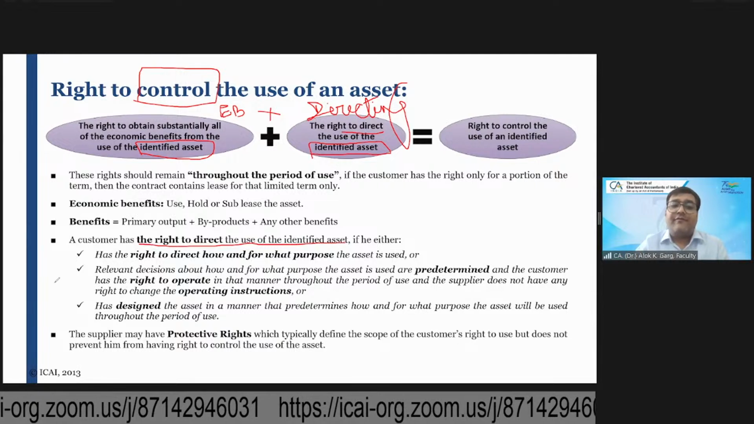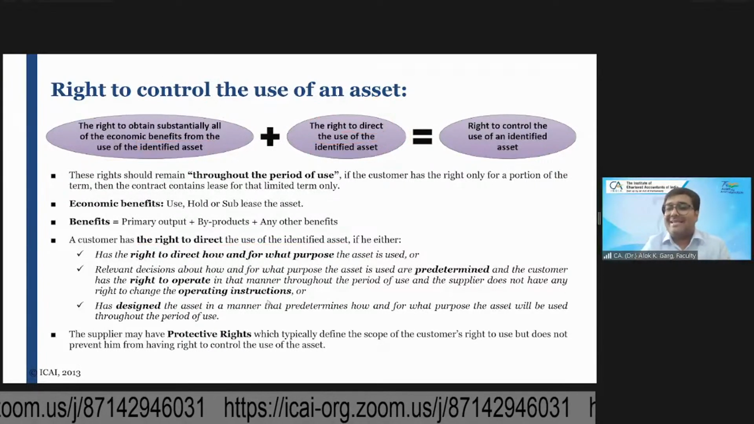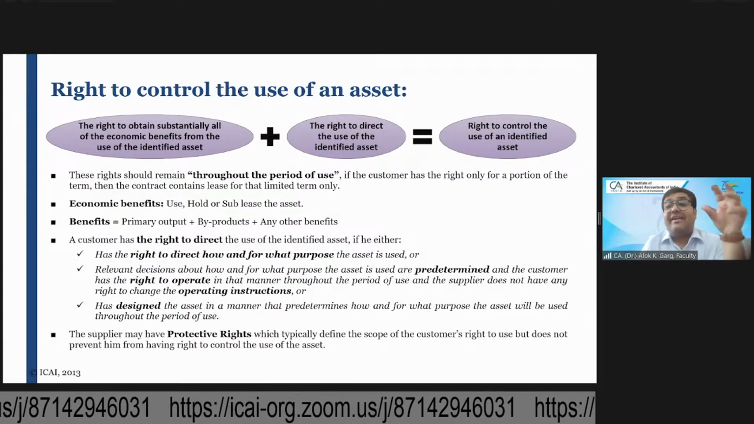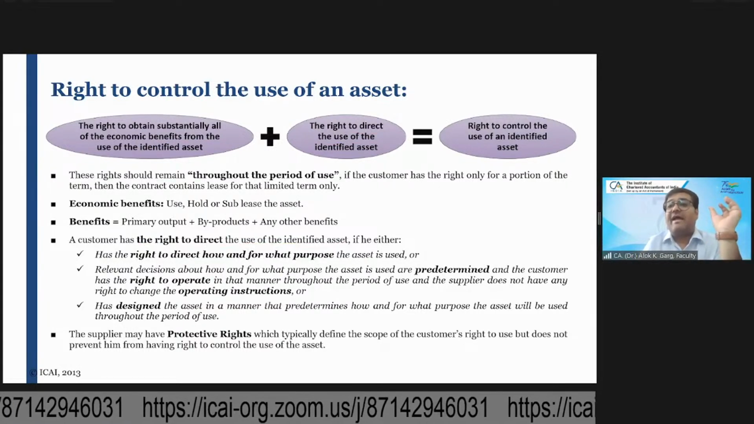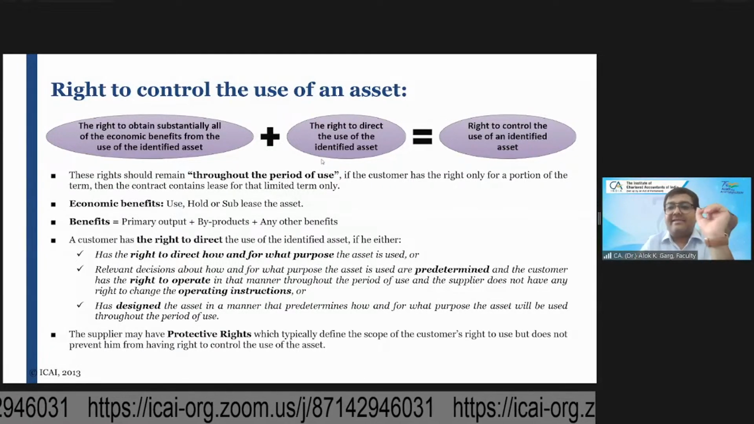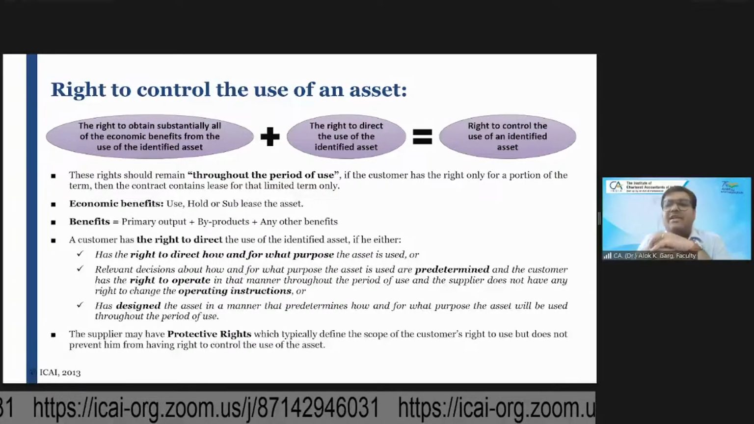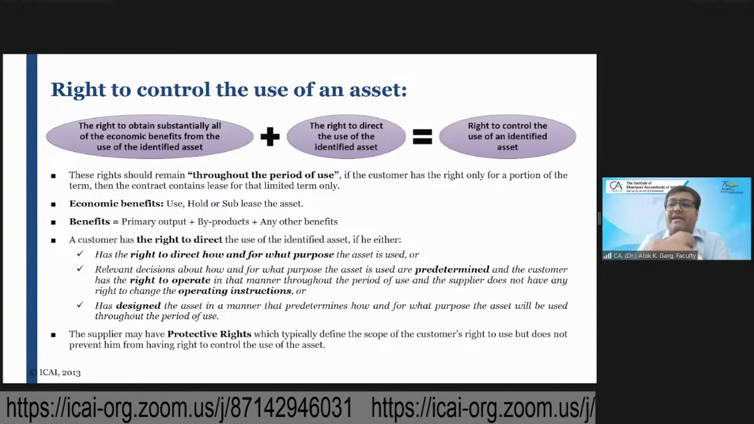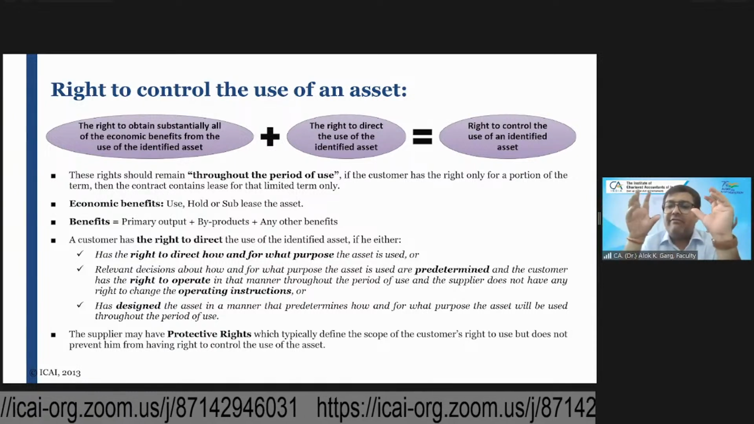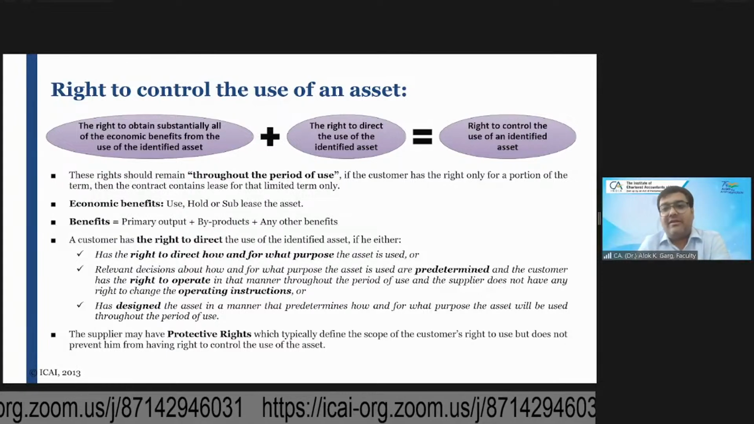So friends, for ensuring that there is a right to control the use of an asset, the lessee should have all the benefits relating to the use of the asset, and the lessee should direct or control the use of the asset. These conditions are very important. Normally, questions on these conditions may be given in the examination to check whether you are good in the concepts and fundamentally well aware. So the question may be asked along these lines.